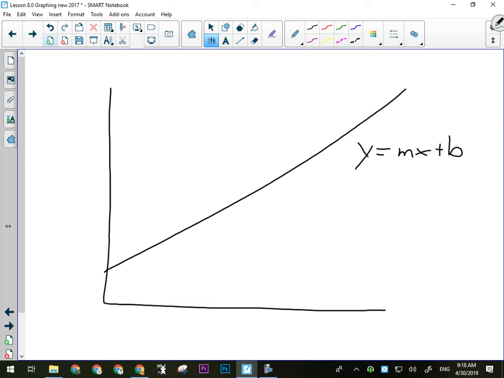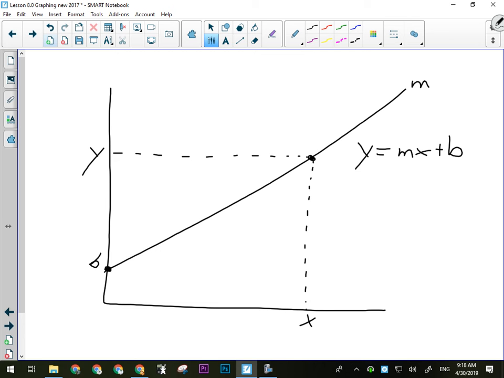Y represents the y value of any point that is on the line. It has to be on the line. It can't be a point that's not on the line. Okay? X represents the x value of that same point. What does b represent? The y-intercept. What does m represent? The slope. Okay? So m is the slope of the line.